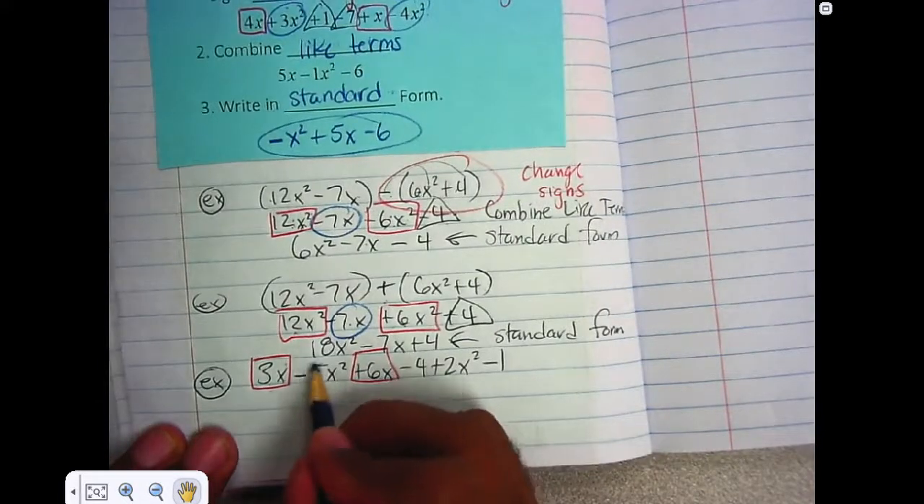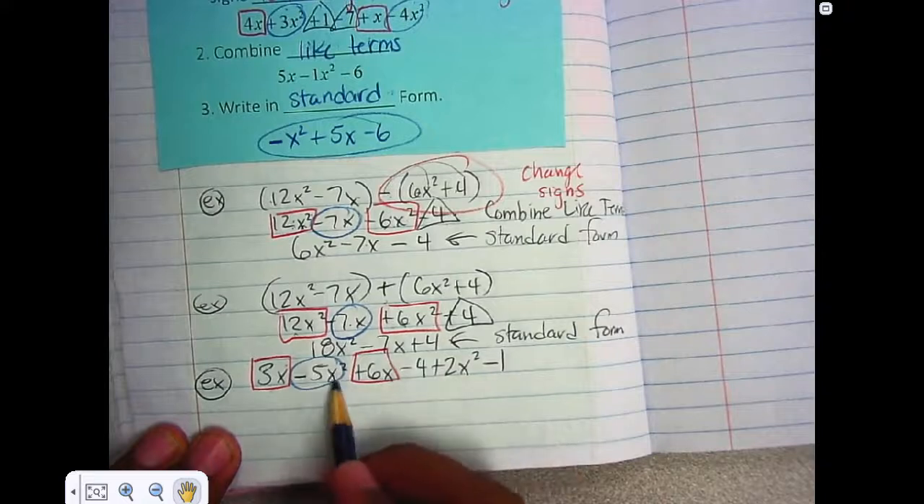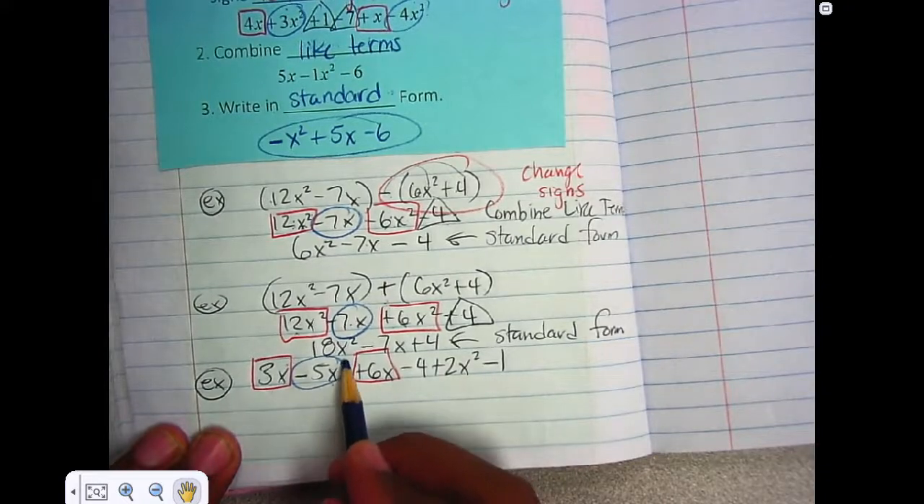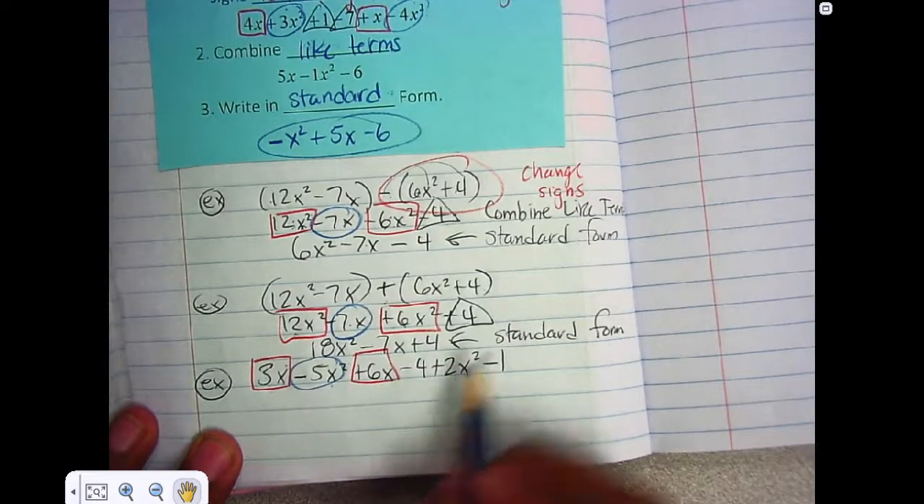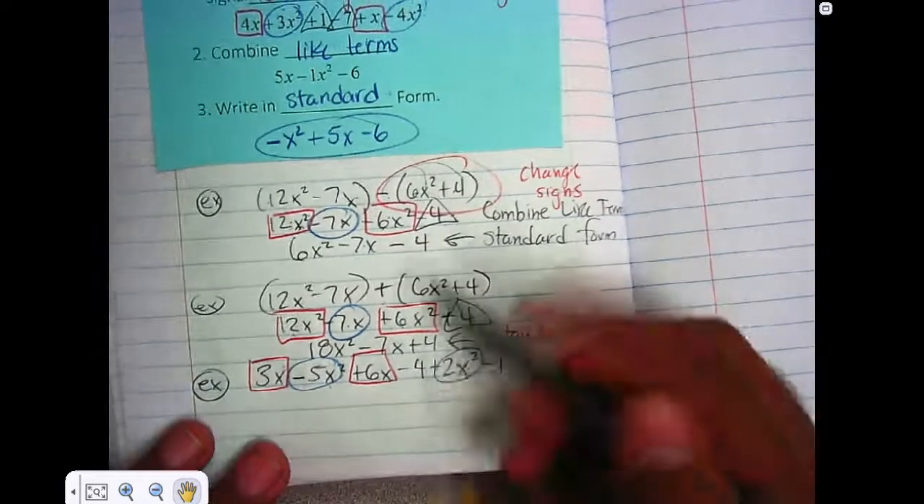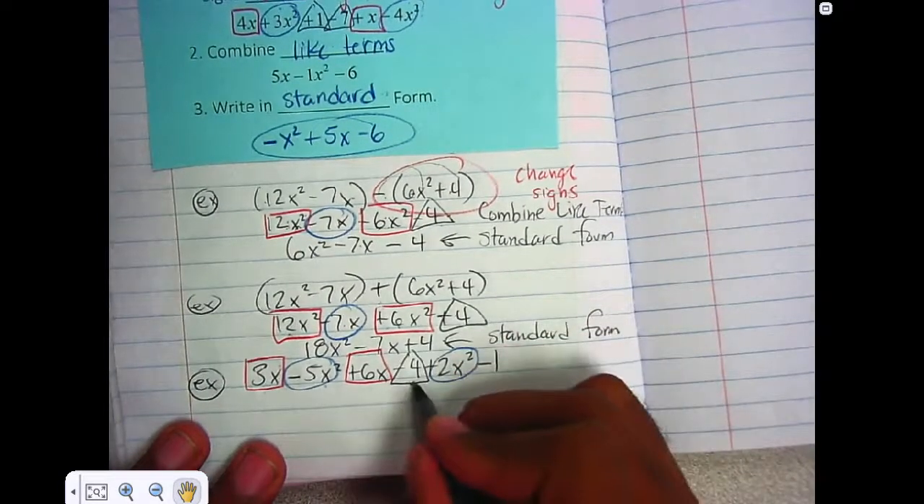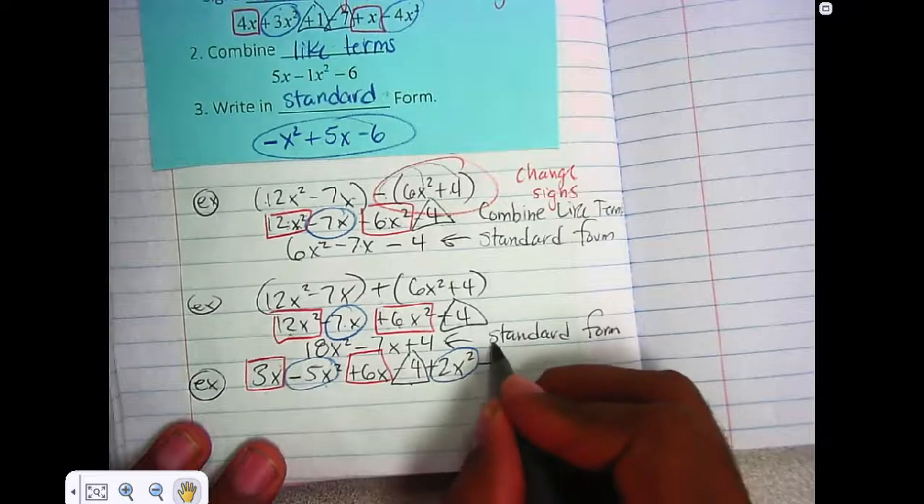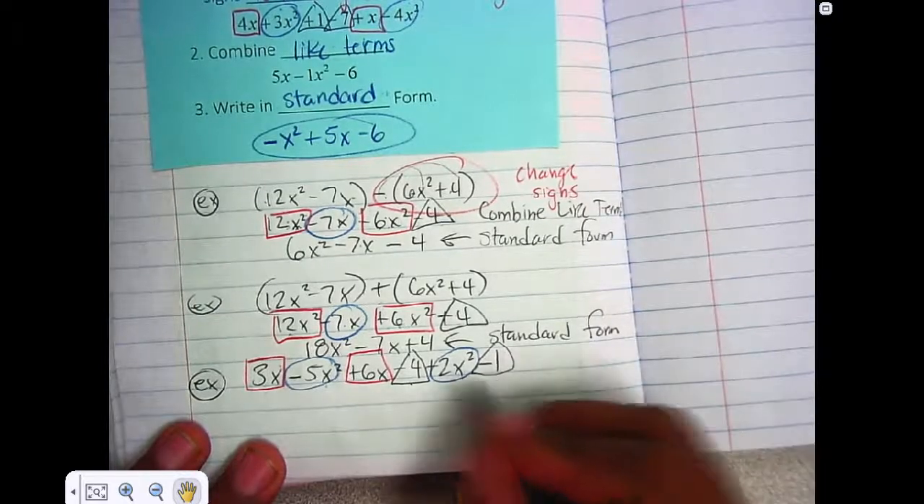I go to the next term, this negative 5x squared, so I look for another x squared term, and that will be 2x squared, and nothing else. And then the last terms we have are negative 4, which has no x, and this negative 1 has no x, so those are like terms.